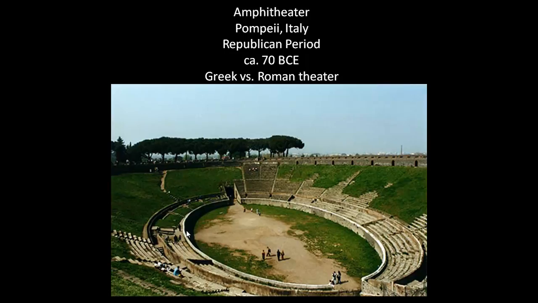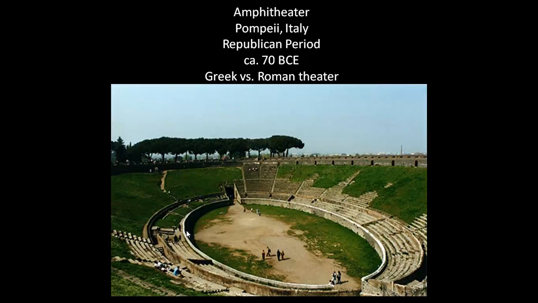So here's another example of Roman architecture, the amphitheater. All right, the amphitheater is based off of the Greek theater, but actually it's two Greek theaters put together. Amphi means two, and then theater, two theaters. So the Greek theater was like a half circle shape. The Roman theater is a full circle shape.